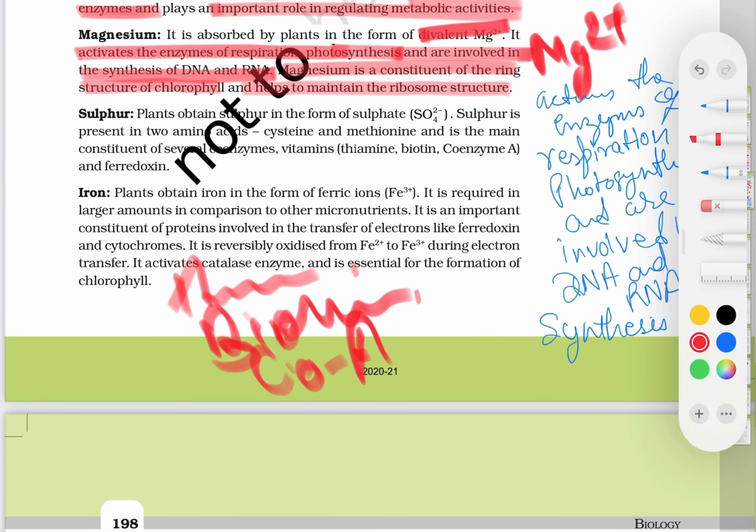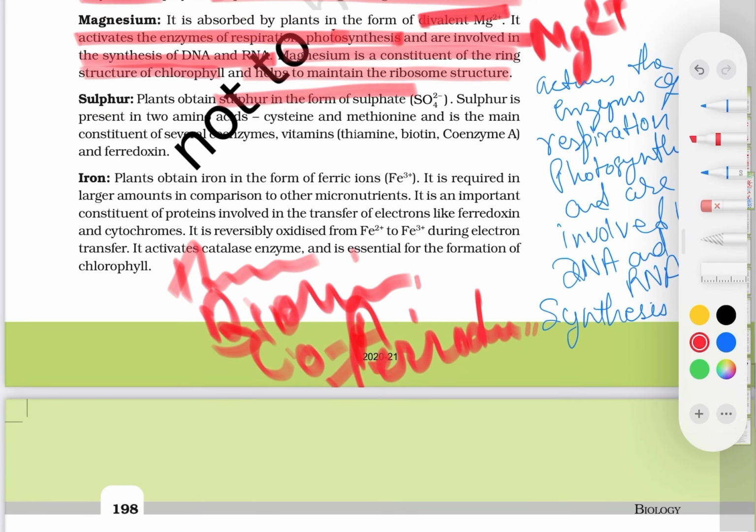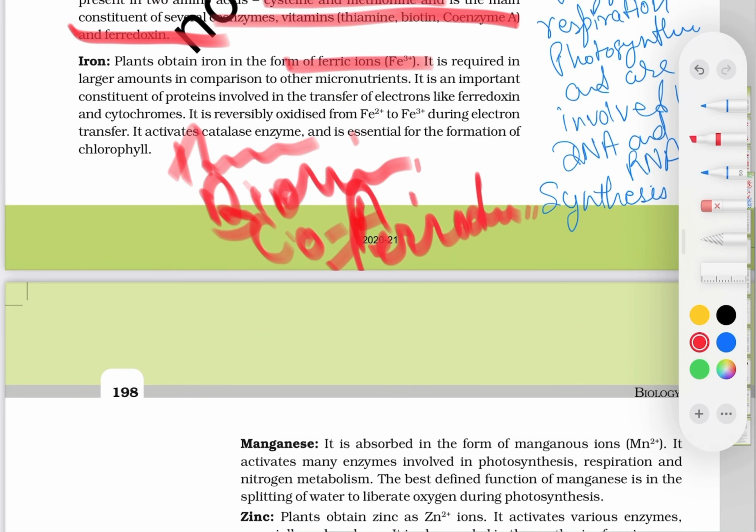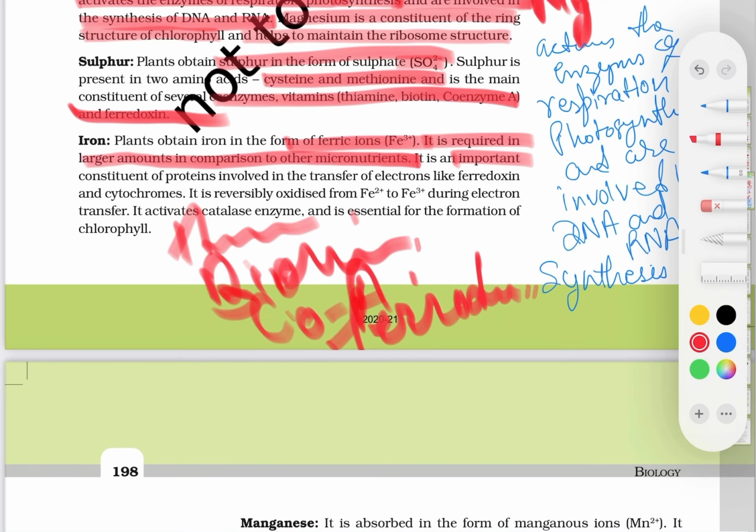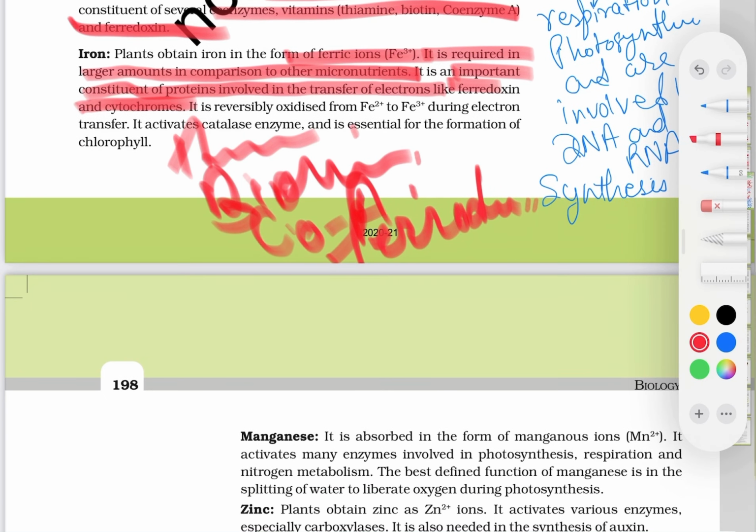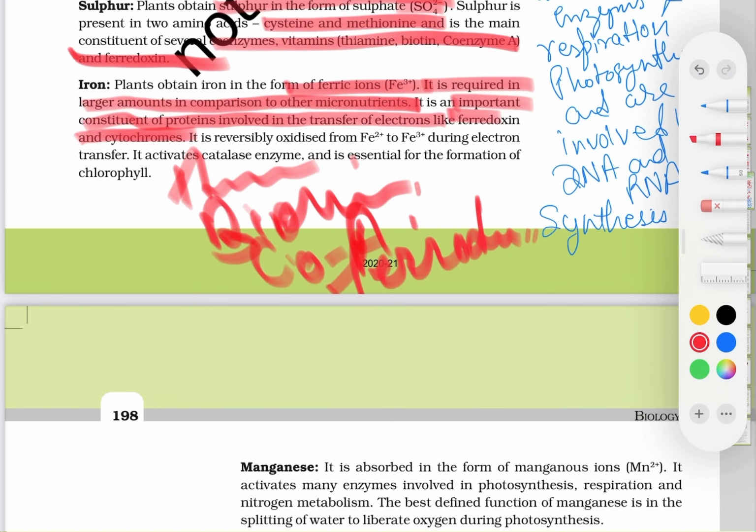Plants obtain iron from ferric ions, Fe3+. It is required in larger amounts in comparison to other micronutrients. It is an important constituent of proteins involved in transfer of electrons in the electron transport system, like ferredoxin and cytochromes. It is reversibly oxidized from Fe2+ to Fe3+.